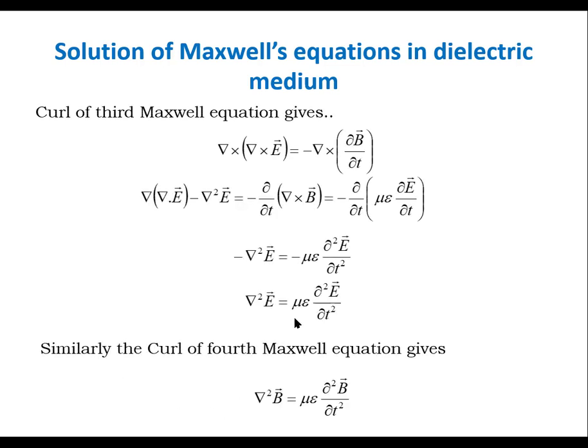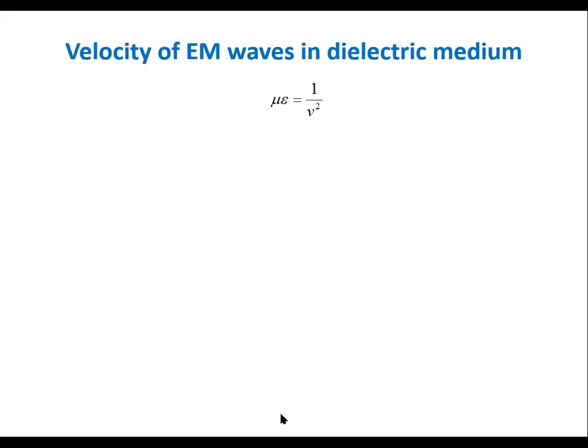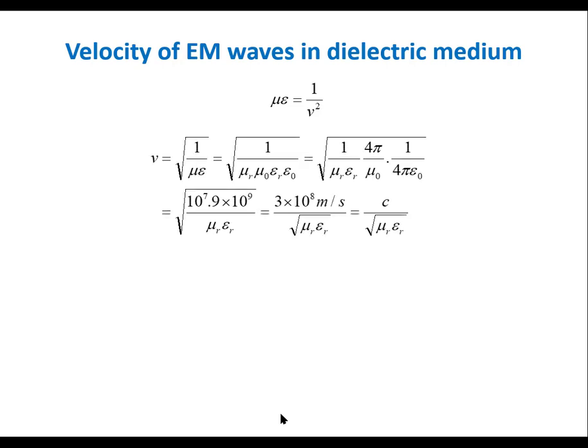We will get wave equations for electric field and for magnetic field induction. We will have the velocity of electromagnetic wave in a dielectric medium, and this velocity will be the velocity of electromagnetic wave in free space divided by the under root of the multiplication of relative coefficients. So this is the only difference between dielectric medium and free space in electromagnetism.